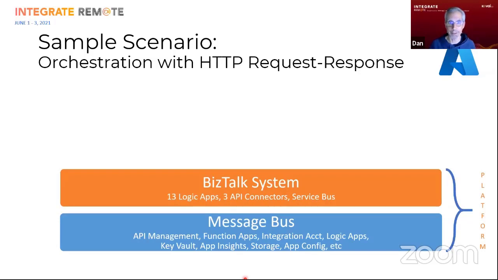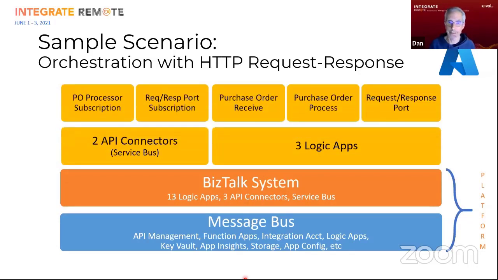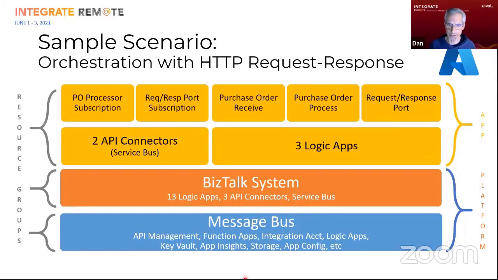Now, the specific application that we deploy in this case is going to be broken down into 3 logic apps: purchase order receive, process, and then a request response port to manage them. And just 2 API connectors to service bus. And that's it. That's the application part of it all. And this is deployed into 3 separate resource groups. So these bottom 2 resource groups you always get with the application. That's the foundational stuff. And then you have the application itself in its own resource group. So with that, let's have a look at the real thing.